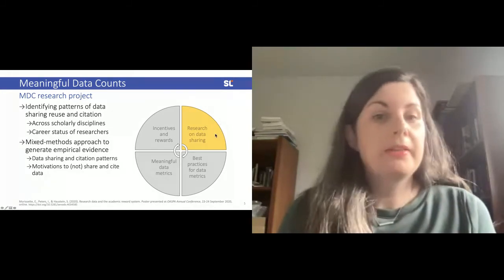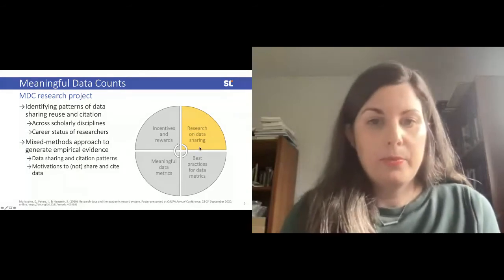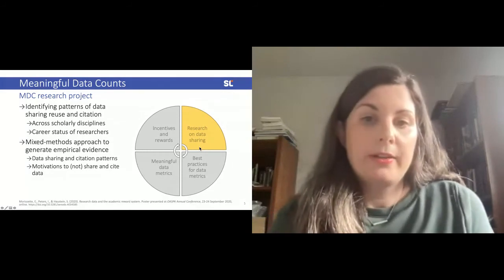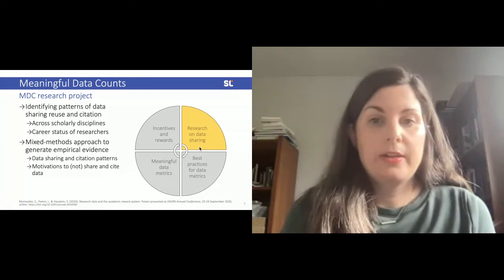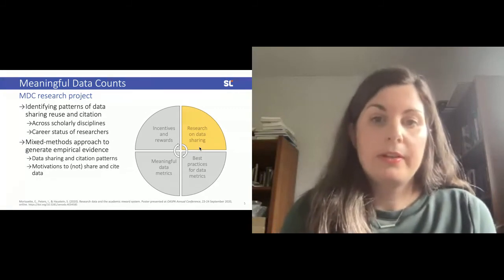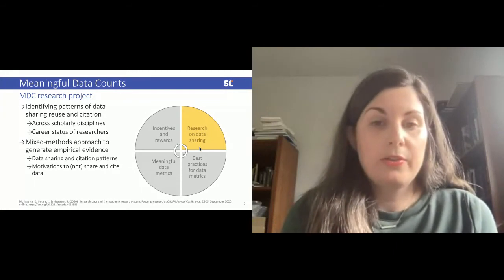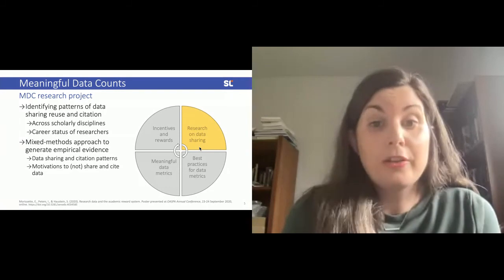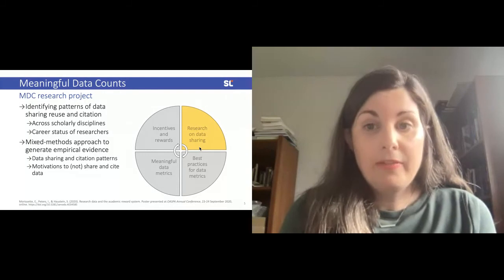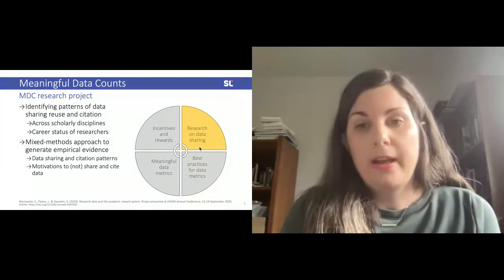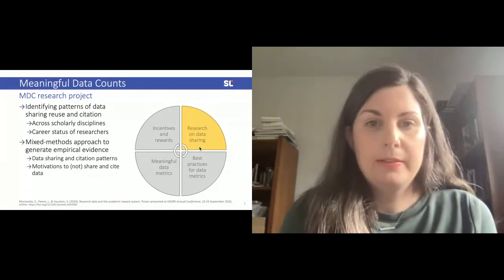And our approach is mixed methods. We have a quantitative approach that is mostly focused on bibliometrics and a survey. We want to look into data sharing and citation patterns across disciplines and career status. And then we also have a qualitative approach, which looks at the motivations of researchers to share or not share and cite data. So our focus is basically on providing evidence that will eventually help us to create more meaningful data metrics. Next slide, please.